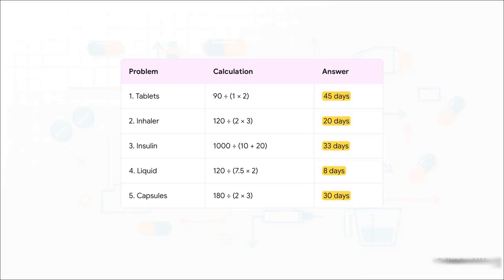Here we go. For that first one, you take the quantity of 90 and divide by a daily dose of 2, giving you 45 days. For the inhaler, the total is 120, and the daily dose is 6 puffs, so that's a 20-day supply. You can see the breakdowns for the other problems here too, and notice how they all follow that same simple core formula we started with.